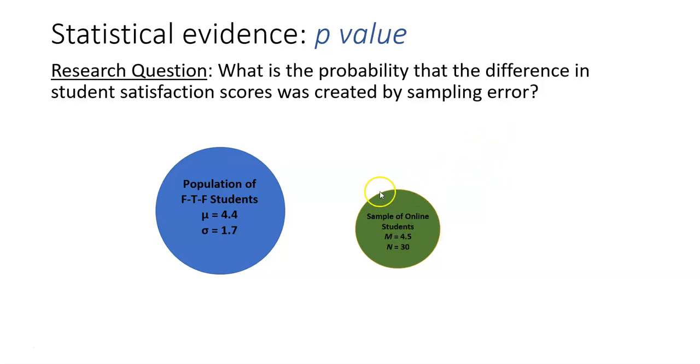So what we're really interested in here is this research question up here. What's the probability, the p-value, what's the probability that the difference in student satisfaction scores between the online students and the face-to-face students was created by sampling error? So again, the difference here is 0.1. This group was exactly 0.1 more satisfied. Is that difference of 0.1 due to sampling error? What's the probability that that difference was created due to sampling error? That's our research question.